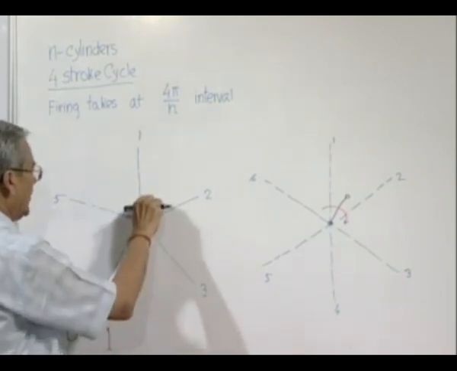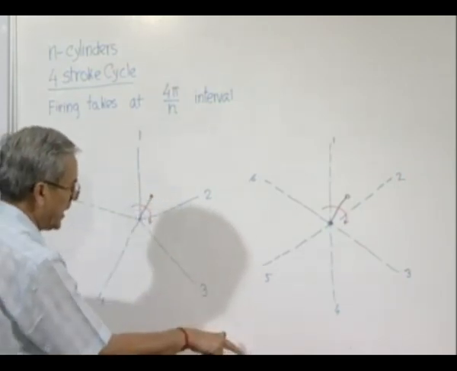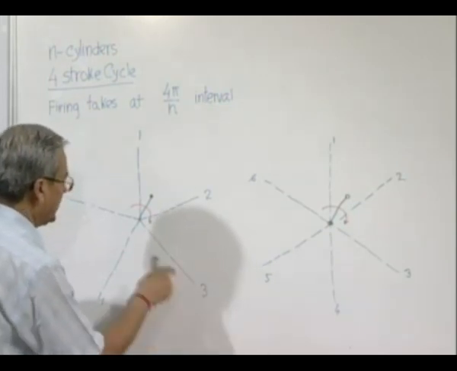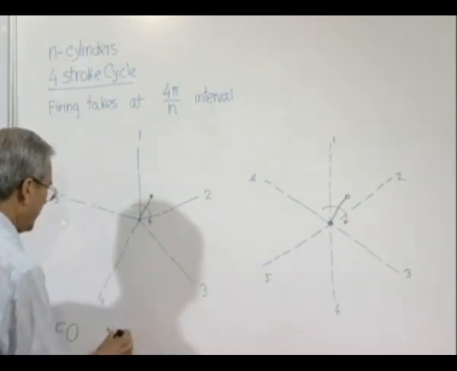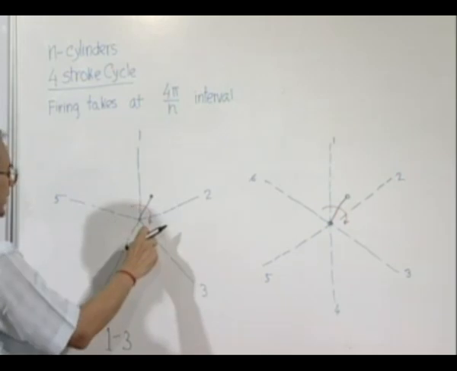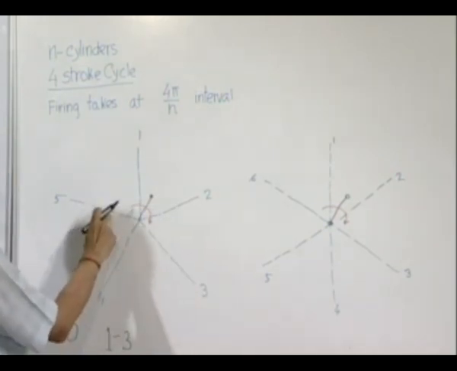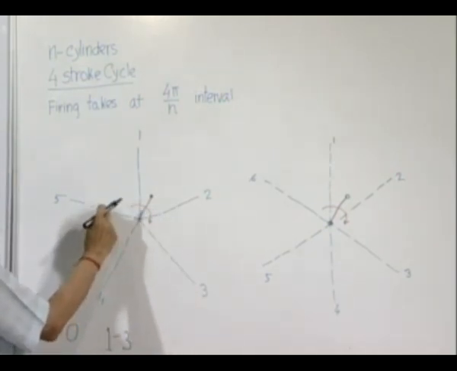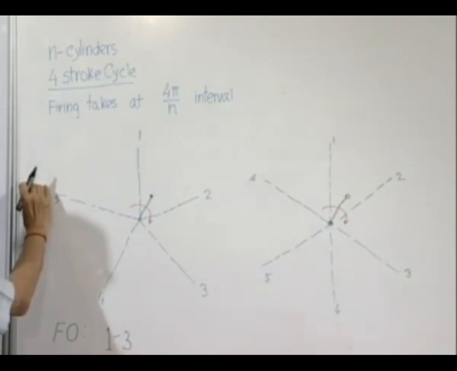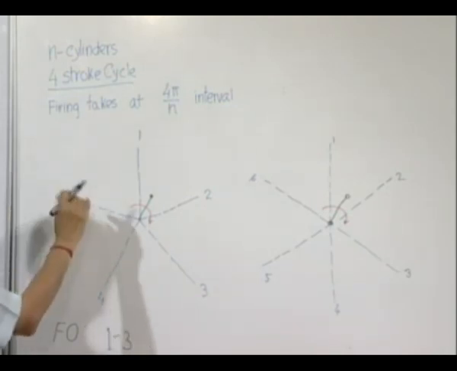Next one, when this comes here, the piston will be at the topmost position and there can be firing. So 3 will fire. Next, when it goes to this, another 4 pi by 5, then again the cylinder will be at the topmost position with maximum compression situation and there can be firing.